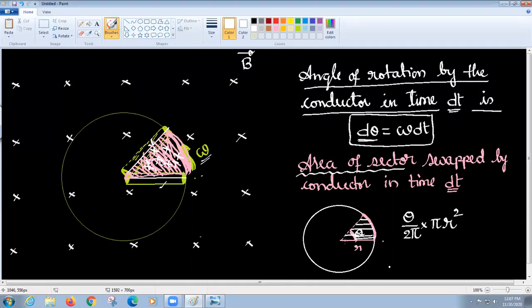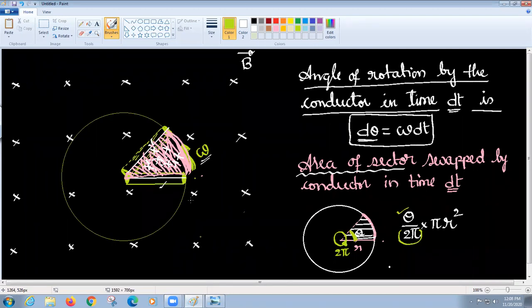Because out of 2 pi, if I start here and make one complete round, how many radians do I require? 2 pi radians. And out of 2 pi, this is the theta journey you have made already. So theta by 2 pi into the area of the circle, pi r square, will give this piece.